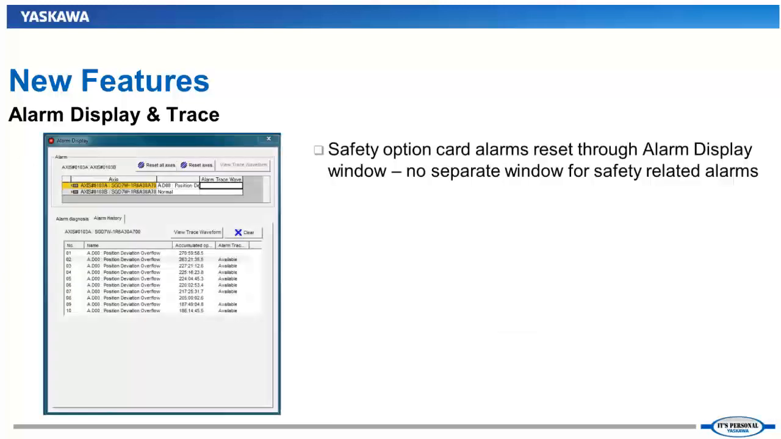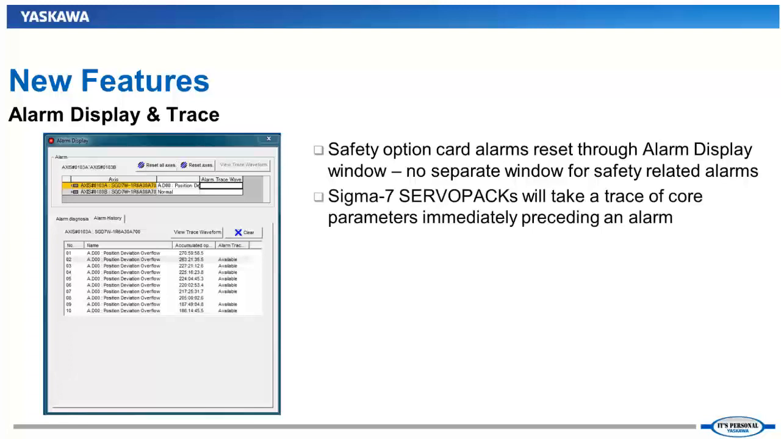So alarm display and trace, again, this is available only through Sigma7 amplifiers. They have this feature. Just another note about the alarm tab, you can now reset your safety option card's alarm through here. There's no longer a separate window to clear safety related alarms, which is pretty handy. I'm just going to throw that in.